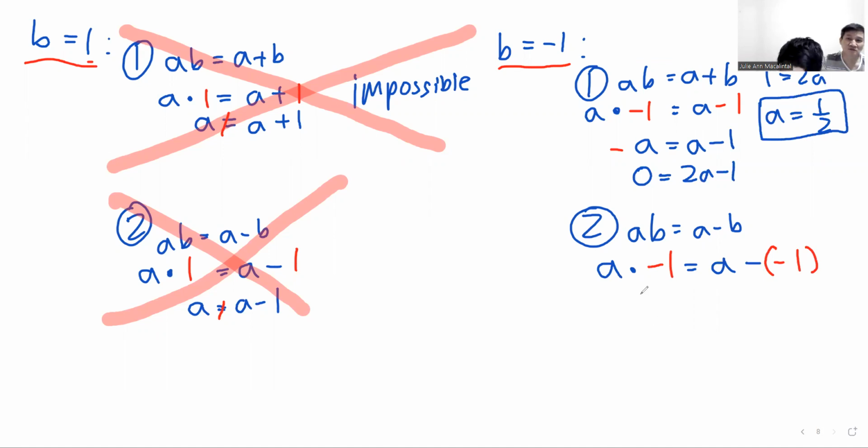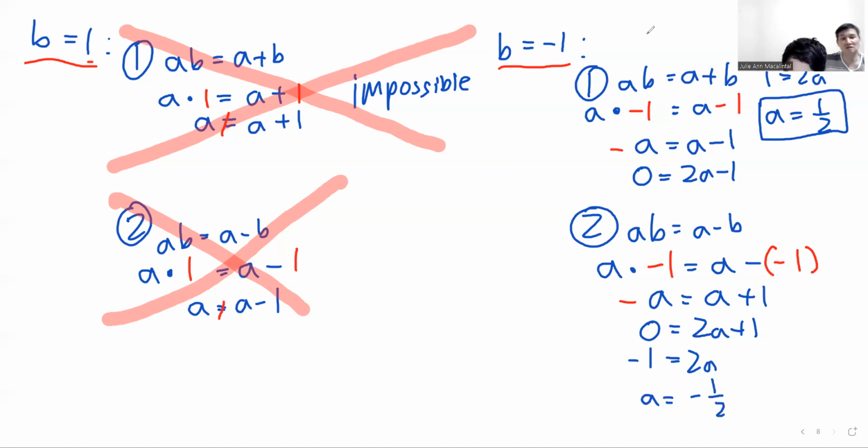Now we'll forget the negative sign. This is equal to A plus 1. And again, this looks solvable. Here equals 2A plus 1, and then so negative 1 is equal to 2A. So A is equal to negative 1 half.